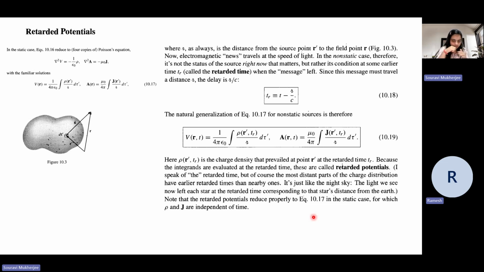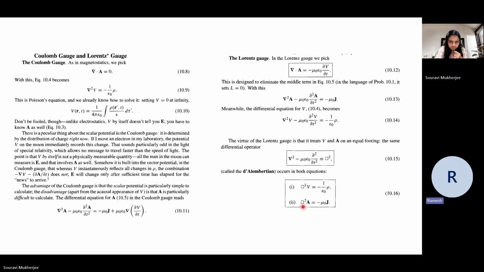Sorry, one sec. What is the symbol, the square that is there apart from del? What is the name of that symbol? This is called the D'Alembertian operator.